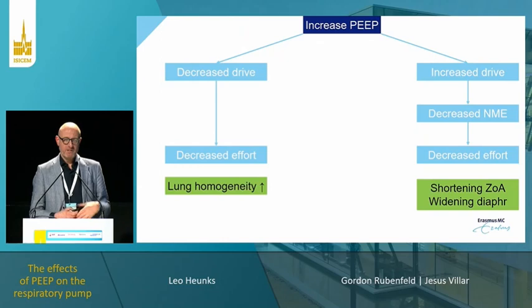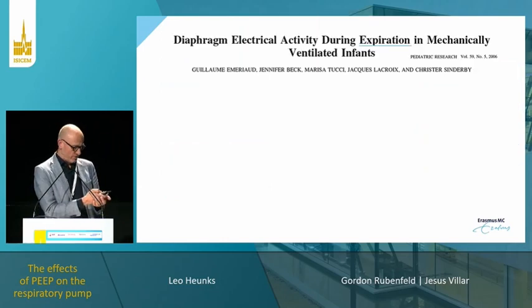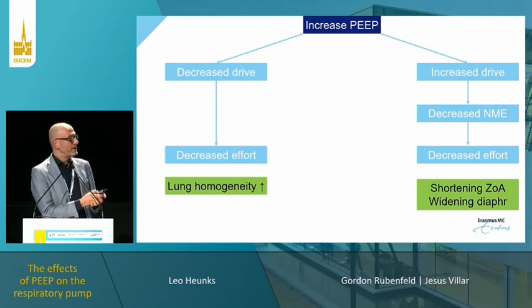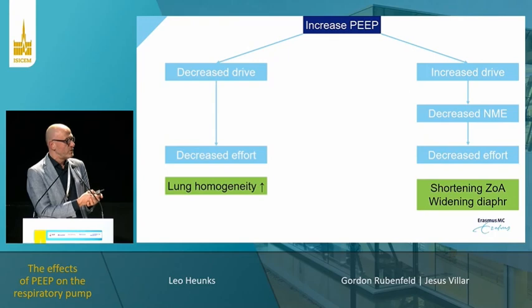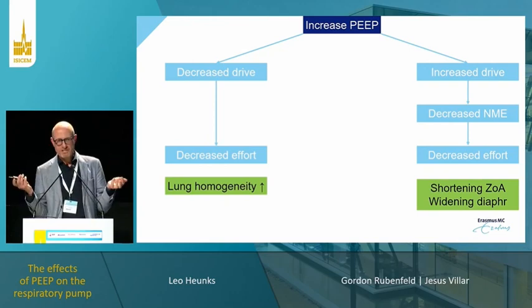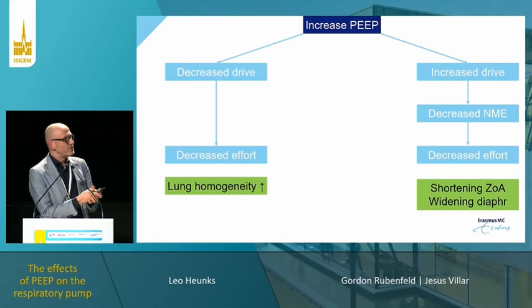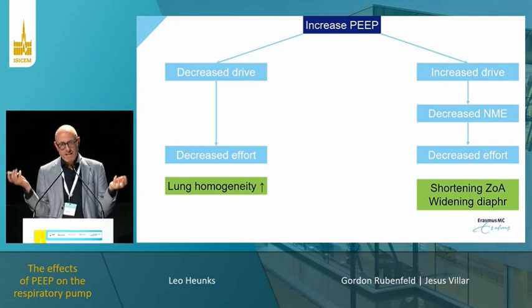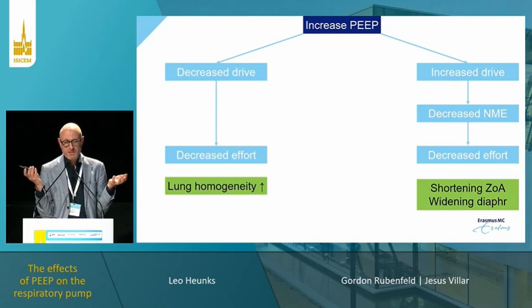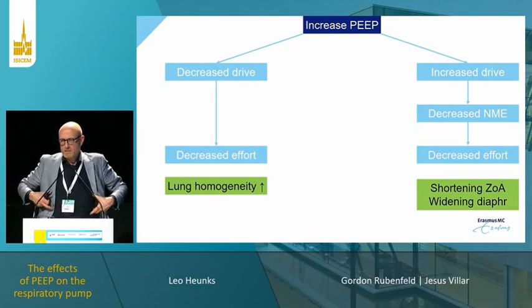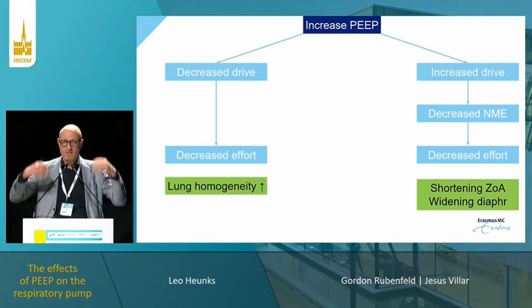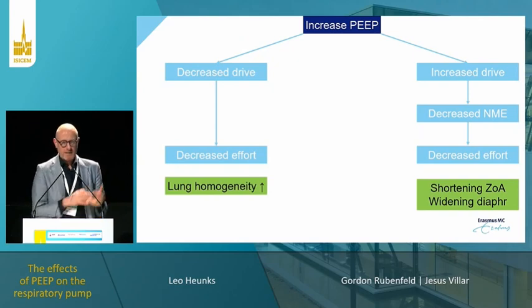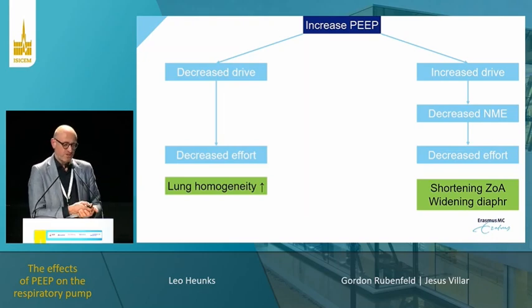So what may happen? We increase PEEP. In some patients, respiratory drive will decrease, respiratory effort will decrease. So most likely in these patients, lung homogeneity has increased. While in other patients, the increase in PEEP results in increased respiratory drive. Therefore, there must be a decrease in neuromuscular efficiency, resulting in decreased effort. And these are the patients where there's probably a large effect on the zone of apposition. Remember the widening cylinder concept. I'm not sure if this is the explanation, but when I was working on this presentation, I think this is a reasonable explanation for the different effects.